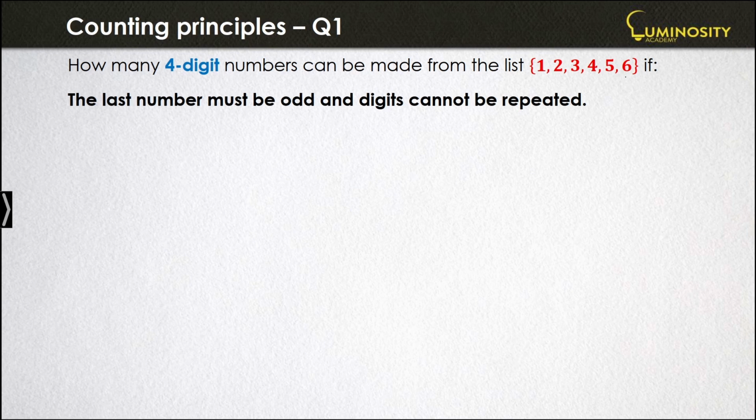The last number must be odd, and the digits cannot be repeated. So again, 1, 2, 3, 4. Okay, so first of all, we know the last number must be odd. So I immediately go to the last number and I say, well, there's only 3 odd numbers in that set, 1, 3, and 5. So there must be 3 numbers. That has to happen. Once you've chosen that last digit, then there are still 5 remaining digits left for the first digit, then 4 remaining, and then 3 remaining.